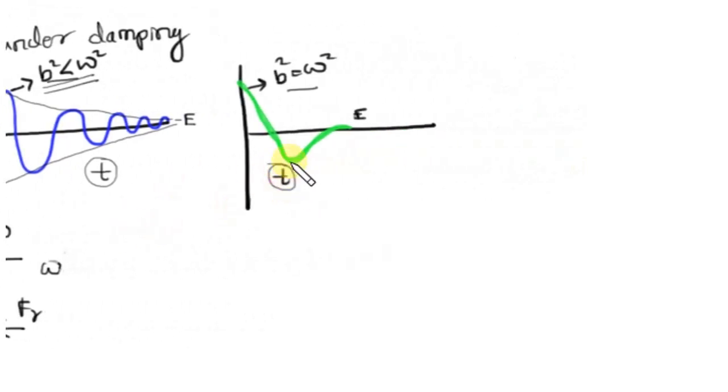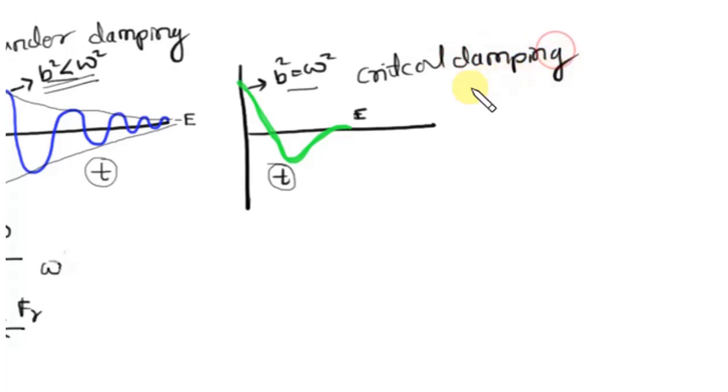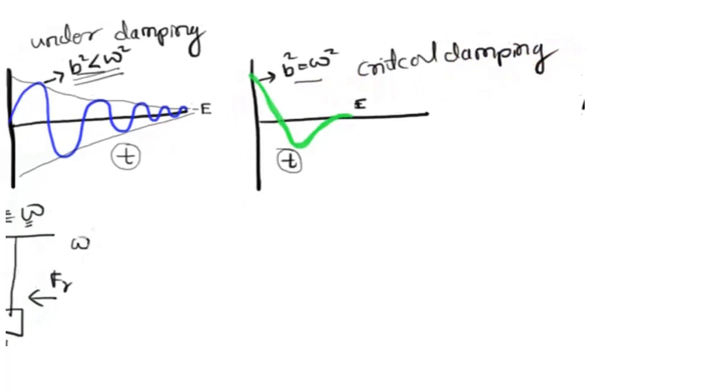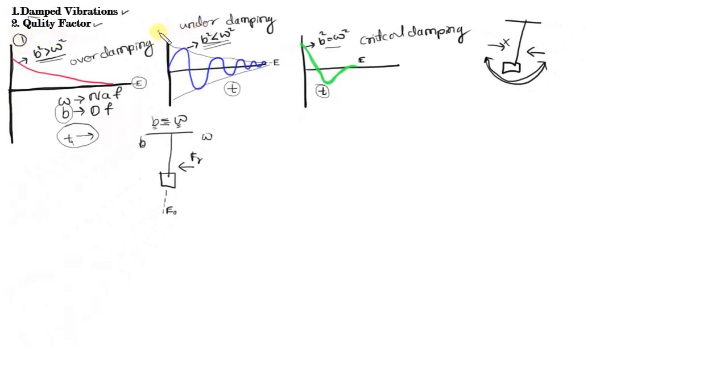It will take shorter time to reach an equilibrium position. That's why we call it critical damping. These three cases, first one, second one and third one, must be explained after the derivation. This concept may come for 4 marks without fail. I hope you got what I tried to explain here.